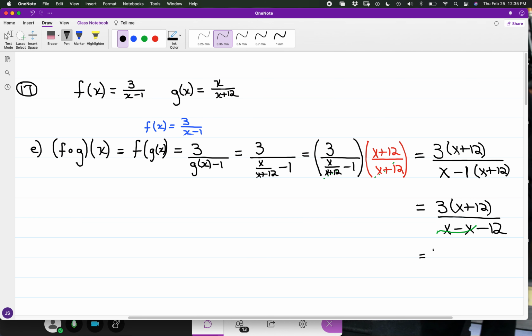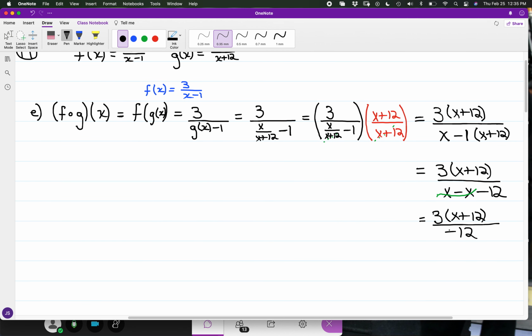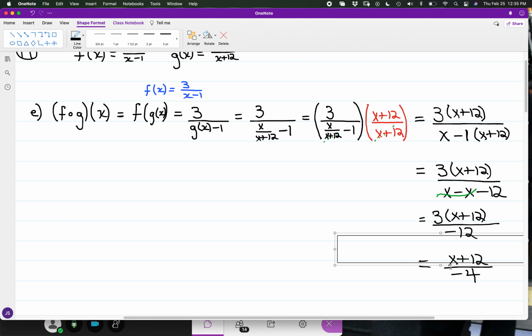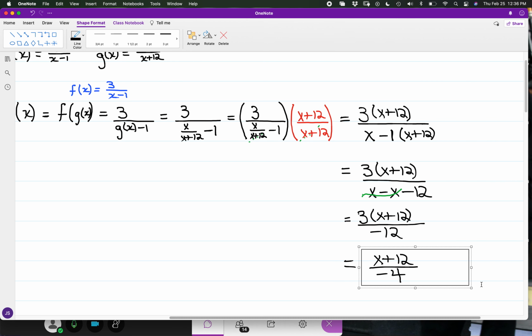So we're going to have 3 over, or 3 times the quantity of x plus 12 all over -12. And you can technically simplify this ratio, because we have 3 over -12, and 3 will go into -12 -4 times. And so we can just bring this down to x plus 12 over -4. Okay. And so we have, as a simplified ratio, x plus 12 divided by -4, to be the resulting composition. So you have x plus 12 over -4.